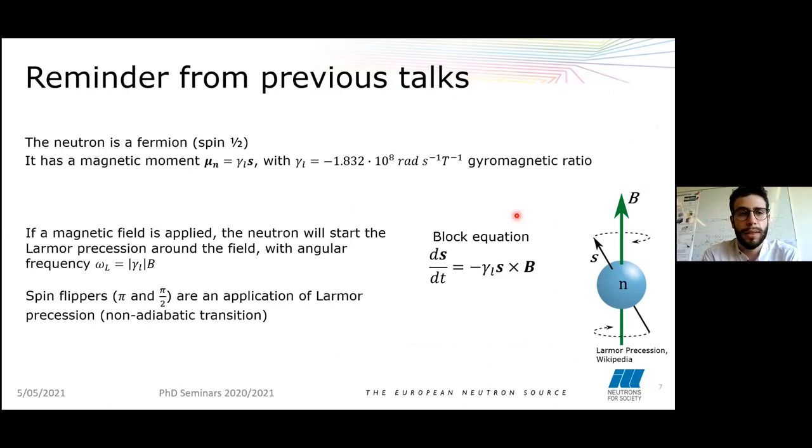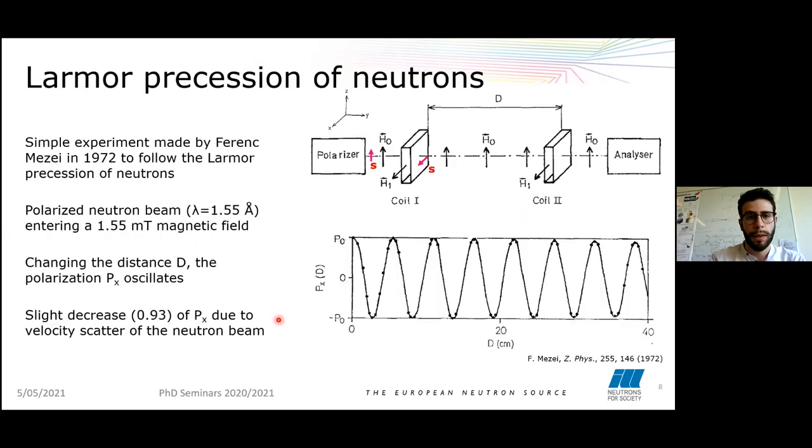So the neutron is a fermion. It has a magnetic moment, and when a magnetic field is applied, the neutron will start the Larmor precession around the field, with an angular frequency omega L. And this is described by the Bloch equation. Spin flippers, pi and pi/2, are an application of the precession, as we have seen in previous talks.